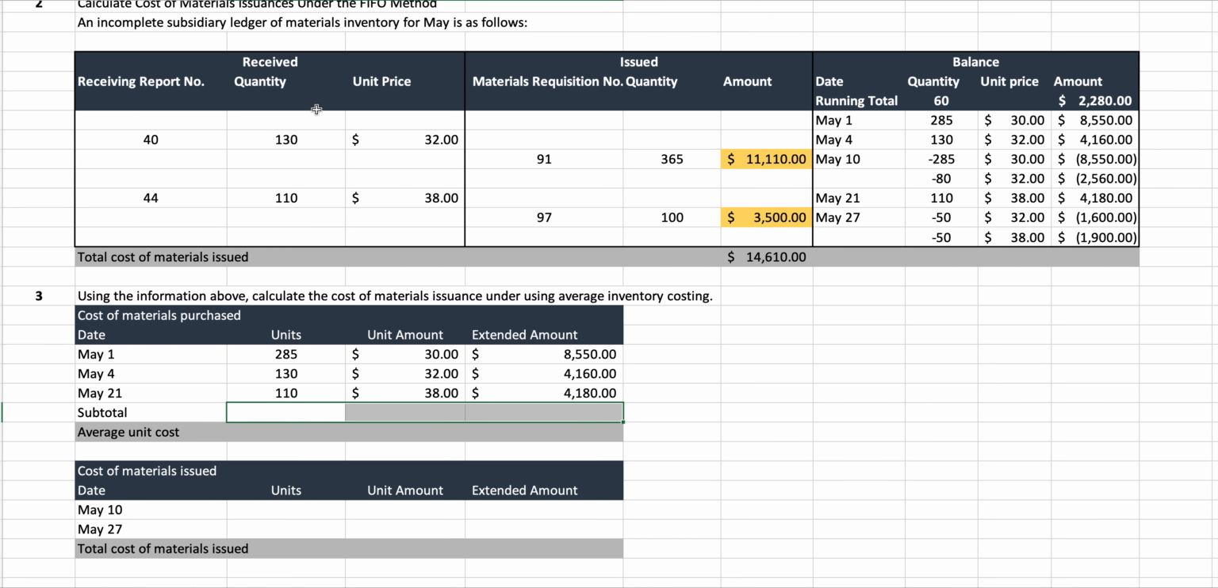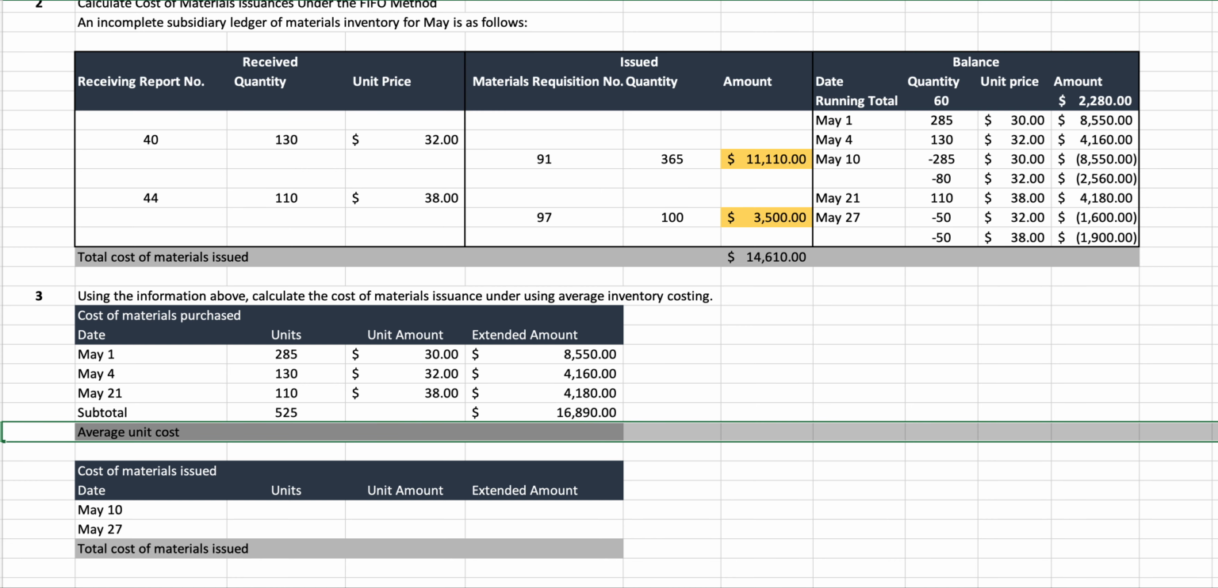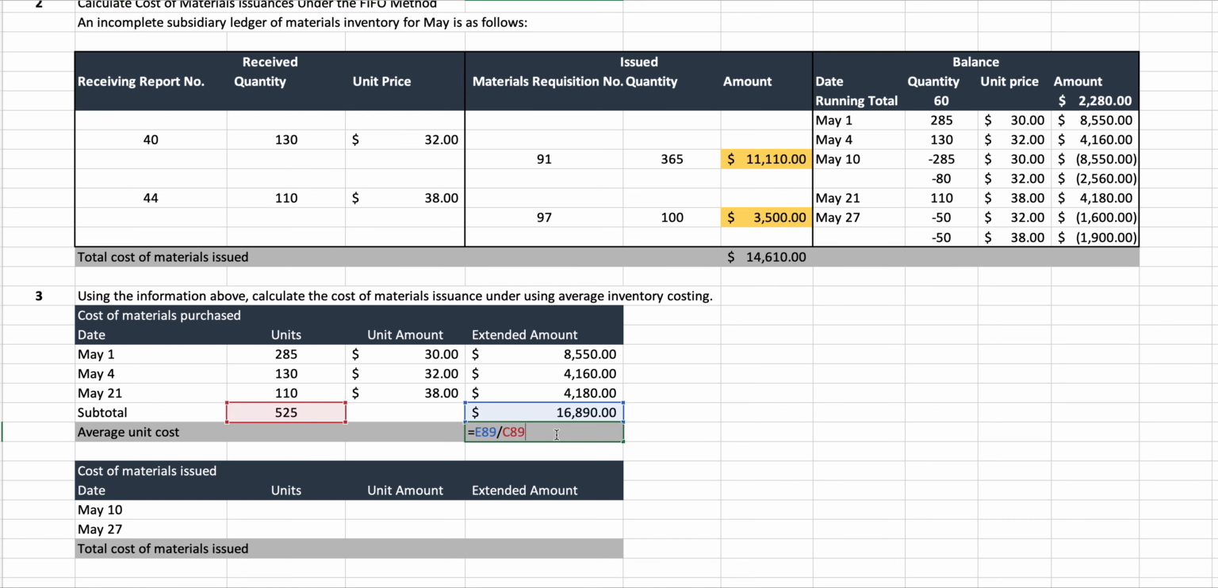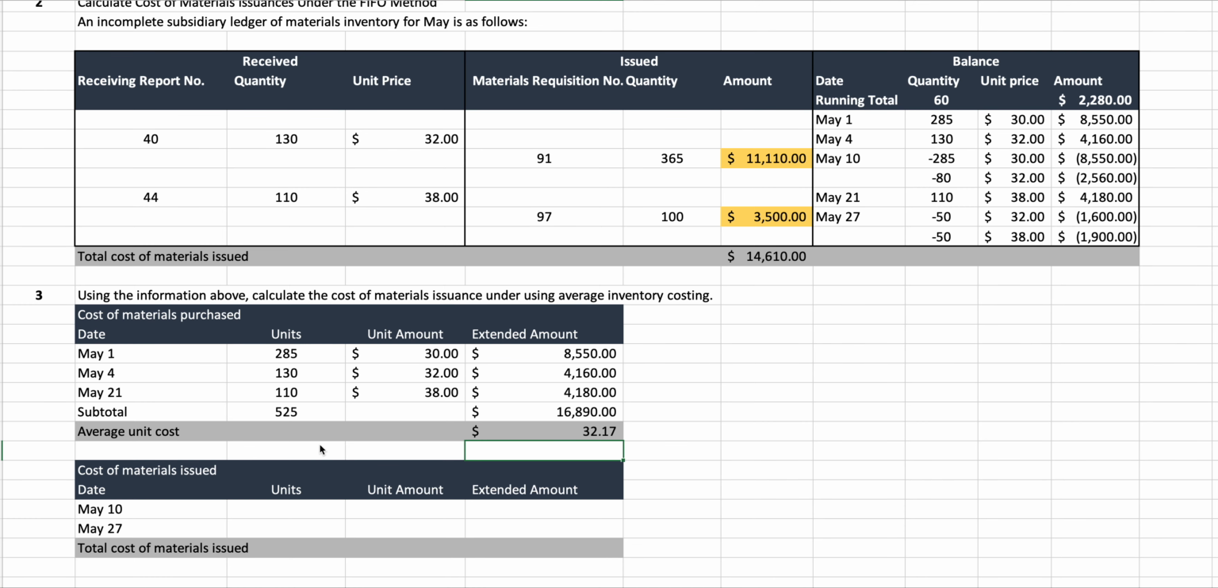So then I just want to subtotal this. I want to see what's going on. And I see that throughout the month, if we looked at everything that was available for us to use throughout the month, we had 525 units for a total cost of $16,890. But now I want to look at what is my average unit cost. The average unit cost is really just going to be your total cost divided by your total units. So that was $32.17.